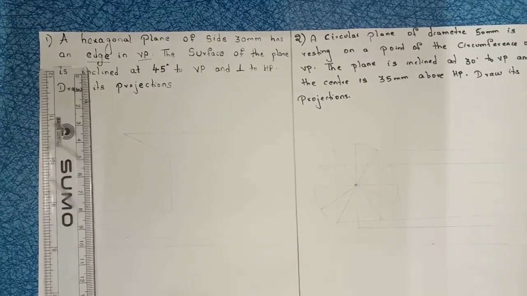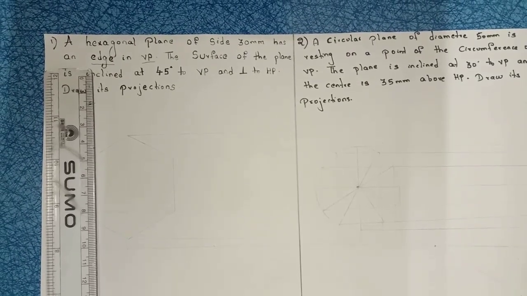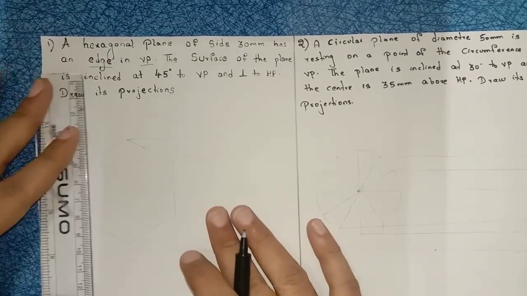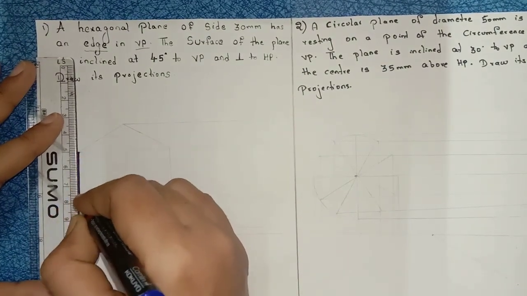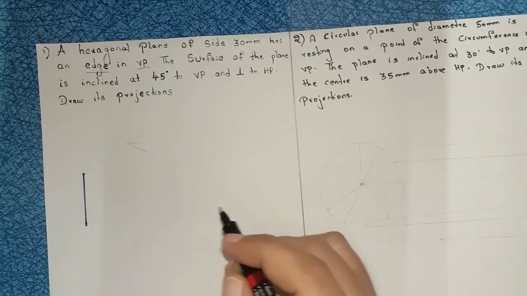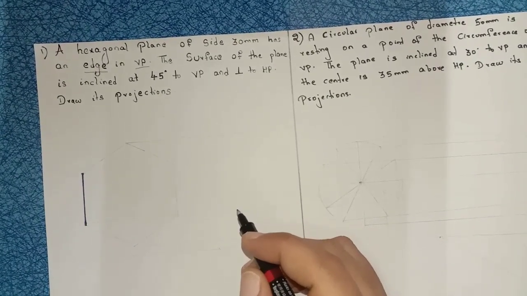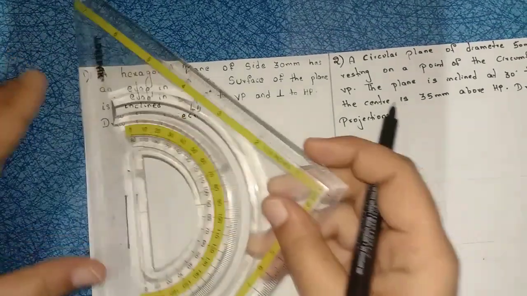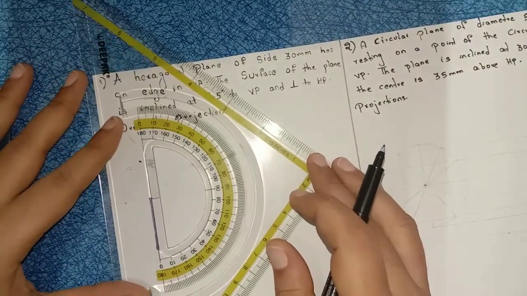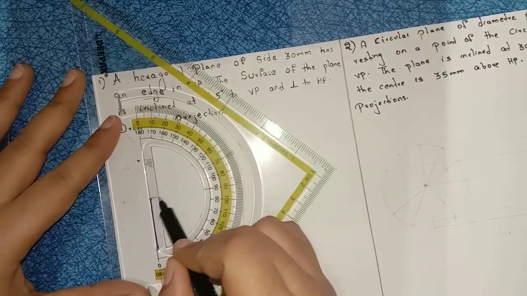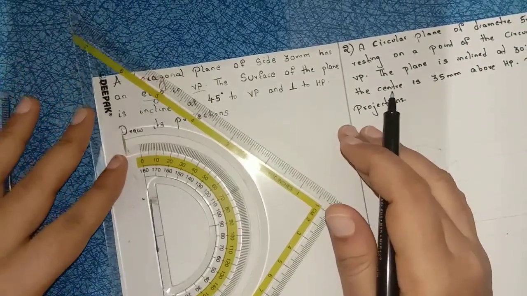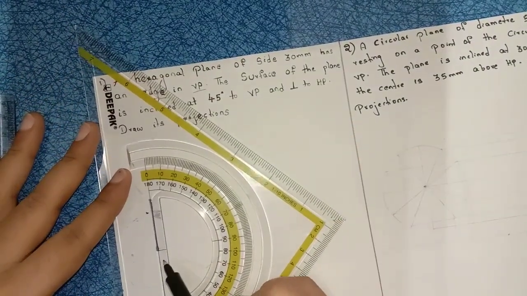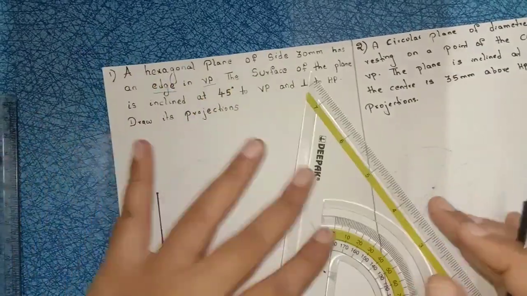Length of the hexagon is 30 mm, right? So how much is the angle for a hexagon? Angle for a hexagon is 120 degrees. So first construct the hexagon, right? First draw an edge. Now keep your protractor on this line. From this point mark 120 degrees. Then next, again from this point, again mark 120 degrees.